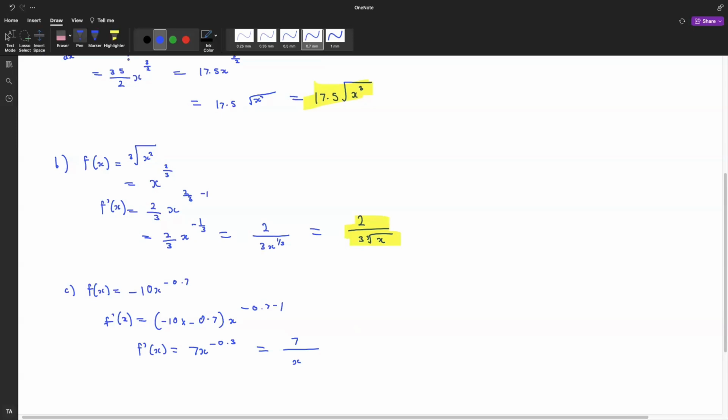I made a mistake here. No. This is not negative 0.3. Negative 0.7 minus 1 is negative 1.7. Apologies for that. Let's go ahead and fix that now. Okay. And that's x to the power of negative 1.7. Since it's going to be hard to write this as a root, and it's going to be messy anyway, we can just leave it like this.